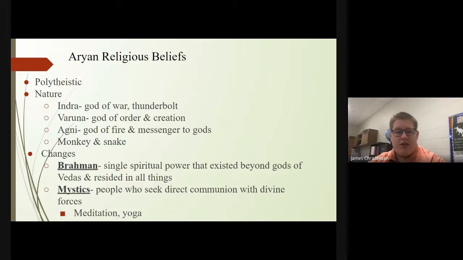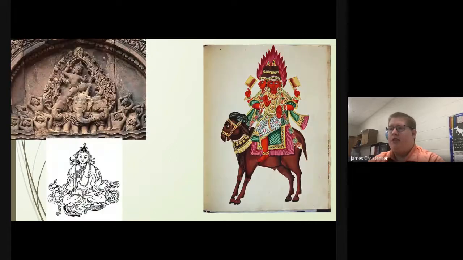Now, there were some changes that were coming about, one being the Brahman, or a single spiritual power that existed beyond the gods of Vedas and resided in all things, kind of like an overarching god that is the supervisor of sorts. And then you had mystics, or people who sought direct communion with divine forces. They achieved this by going through the processes of meditation and yoga. Here are some images of various gods and deities from the Vedas.